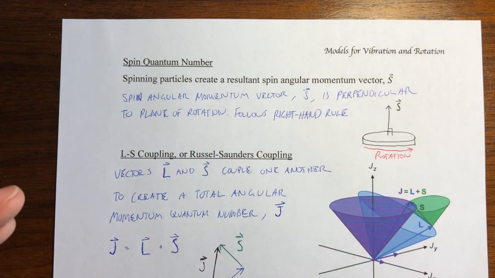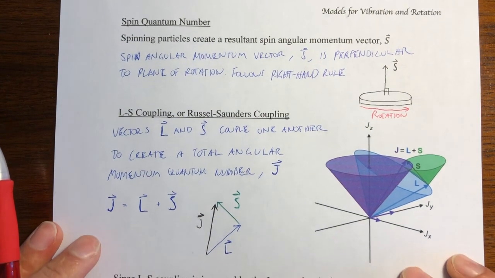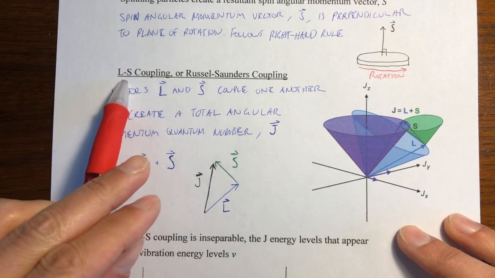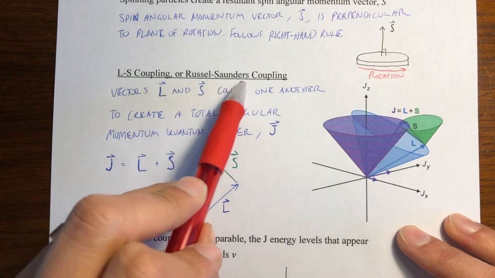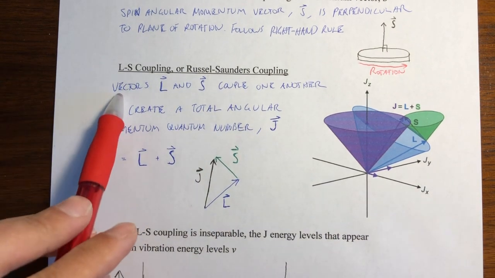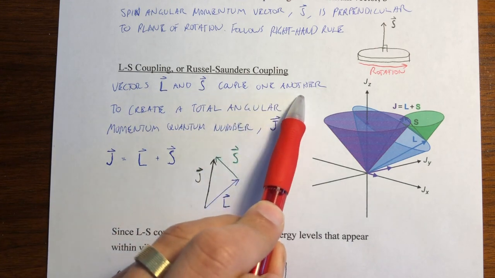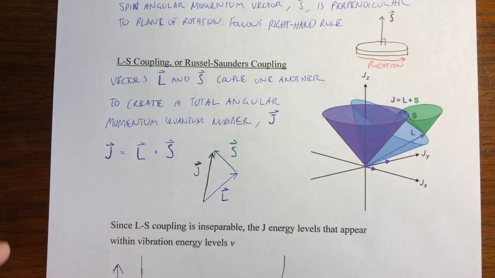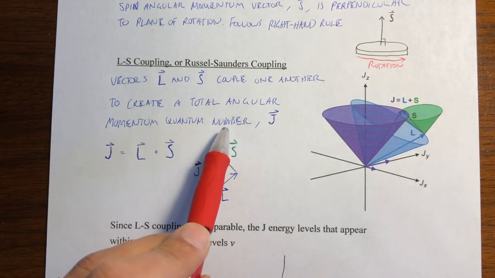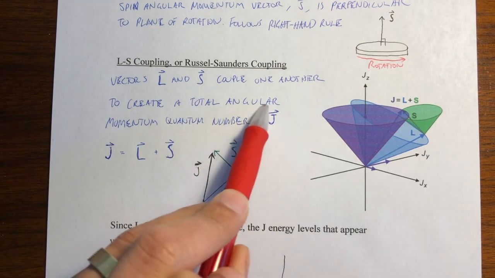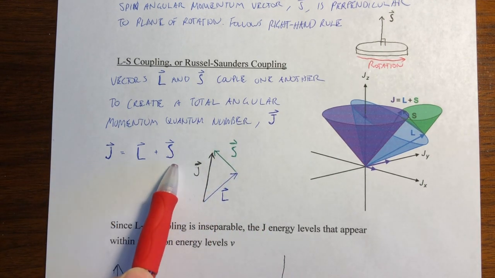Turns out vectors L and S couple with one another. And that is called either LS coupling or Russell-Saunders coupling. So our vectors for angular momentum and spin couple with one another, meaning that they add to one another to create a total angular momentum quantum number J. This is probably a quantum number that you haven't seen before, and it is simply equal to L plus S.